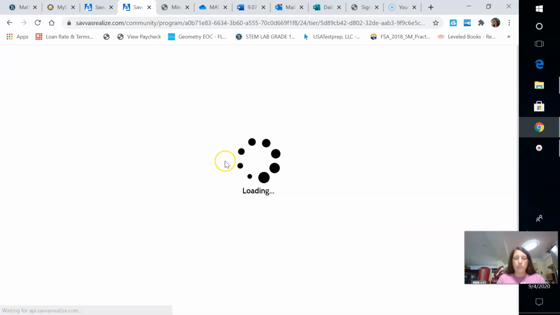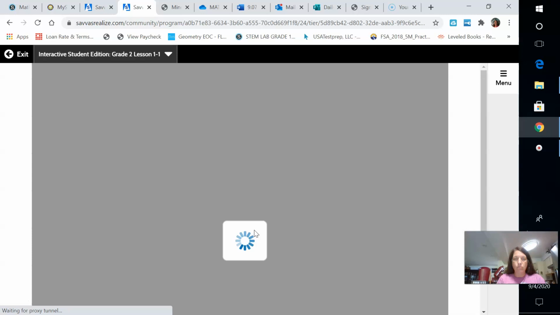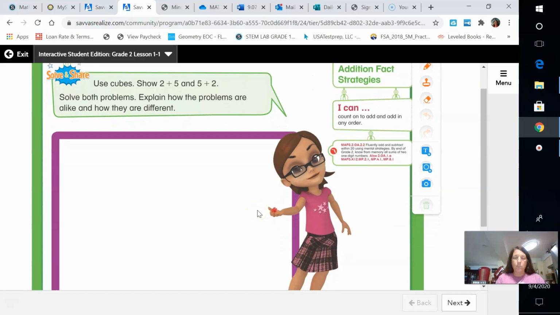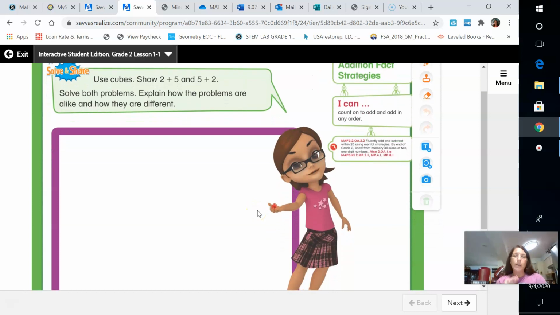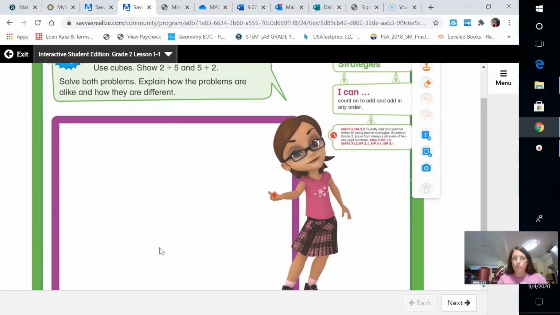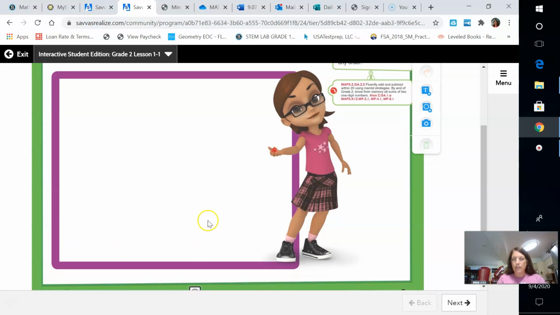Okay, so today you are going to do in your red notebook lesson 1.1. Let it load here. Okay, so it says use cubes. You have some cubes in your bag if you want to use them, or you can draw them, either way. And you're going to show in this box 2 plus 5 and 5 plus 2. Solve both problems, and then tell me how those problems are the same and how they're different in a little sentence down here. Okay?